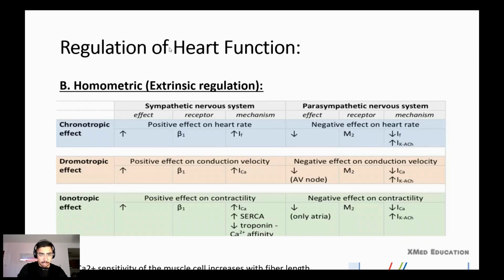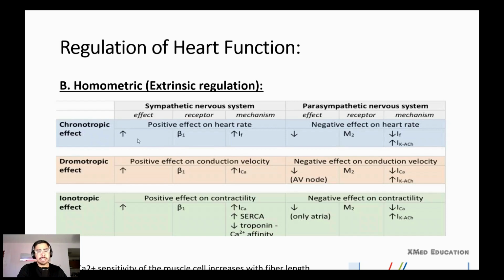Let's go and talk about the regulation of the heart, but in the extrinsic regulation. So in the past, we talked about the intrinsic regulation, which was related to the heart. Here, we talk about the extrinsic regulation, which will be affected by the sympathetic nervous system and parasympathetic nervous system. We actually talked about the chronotropic effect and dromotropic effect in our previous lectures that you can find on the Physiology of Heart playlist.